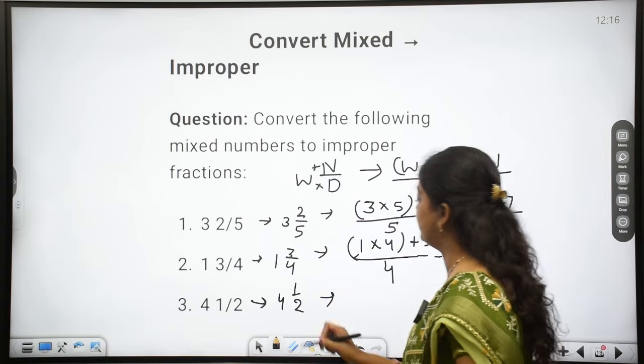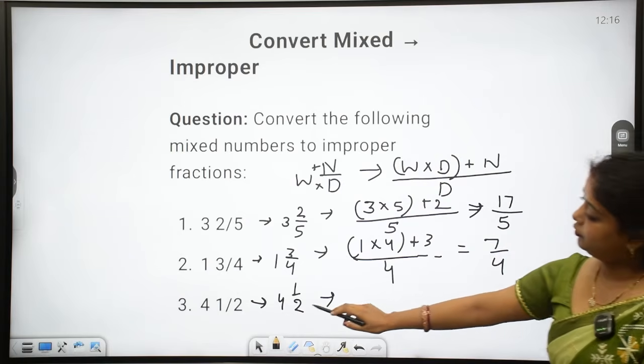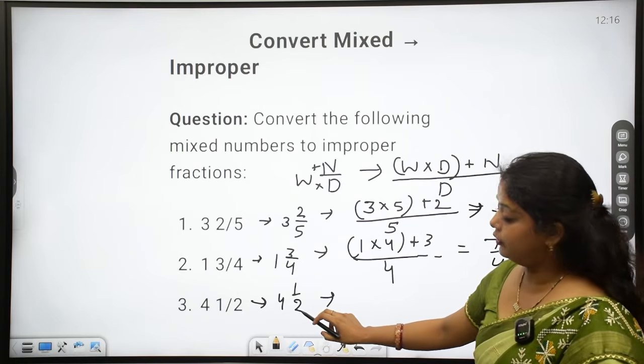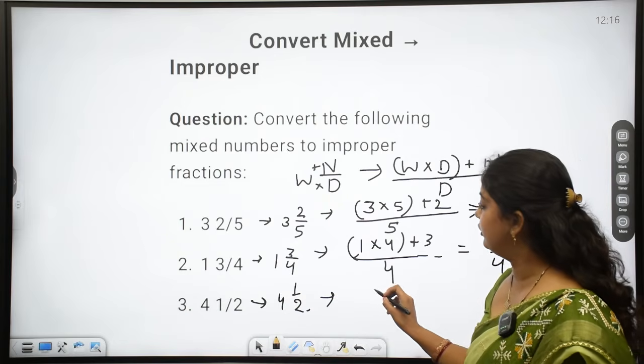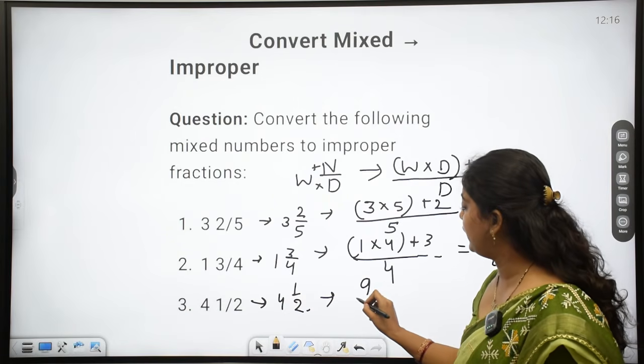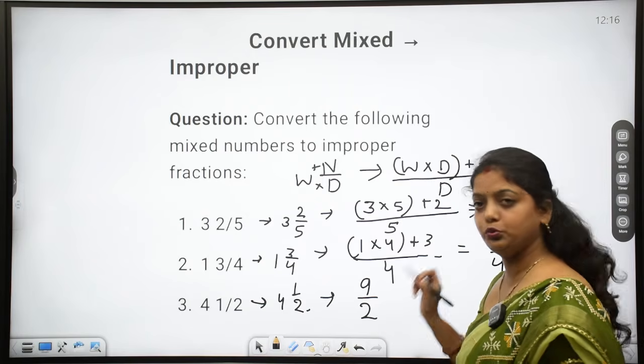Next, this is 4 whole 1 by 2. We can also do it directly. We will multiply 4 and 2. 4 2s are 8. 8 plus 1, 9 upon 2. Clear?